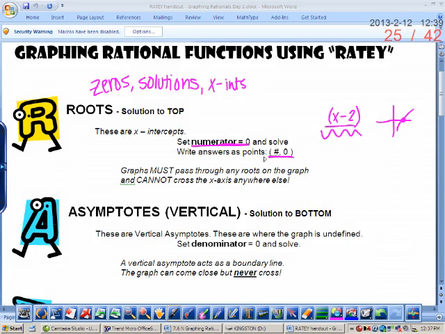Okay. A stands for asymptotes, specifically our vertical asymptotes. And vertical asymptotes represent where the graph is undefined. What makes a fraction undefined? 0 in the denominator. So in order to figure out where our vertical asymptotes are, we set the denominator equal to 0 and solve. Any value that makes the denominator equal to 0 makes the function undefined.